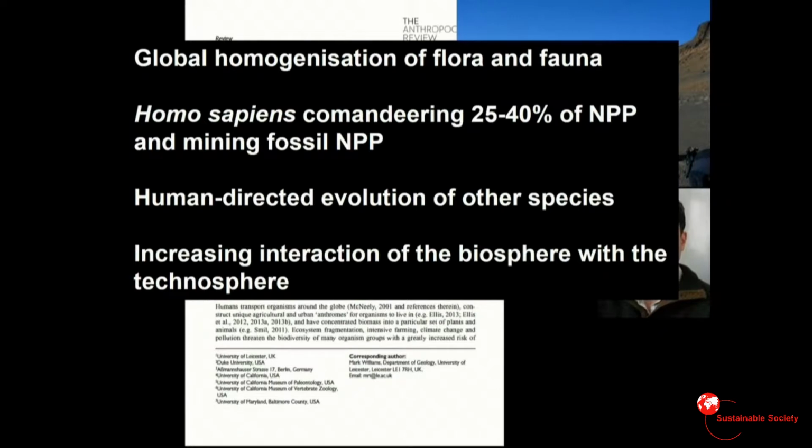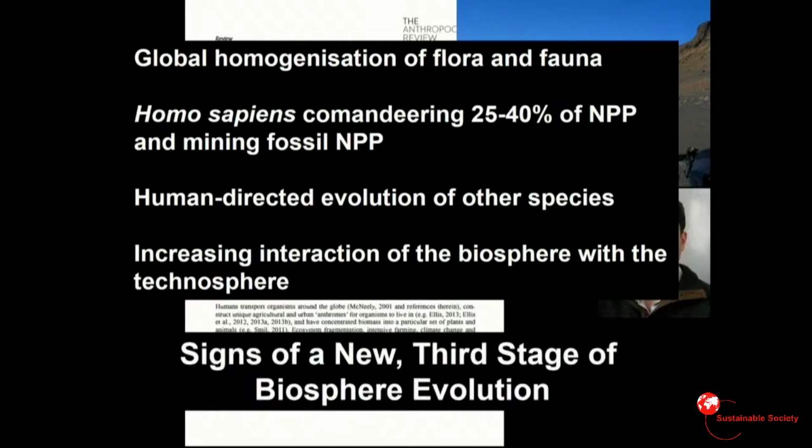We're now directing the evolution of other species through genetic engineering. And we're interacting increasingly with the technosphere, for example, through pollution of plastics. So these, he says, are signs of a new third stage of biosphere evolution in the history of the Earth. So when you actually look at all this data from the biosphere, it's actually even more dramatic than the climate.